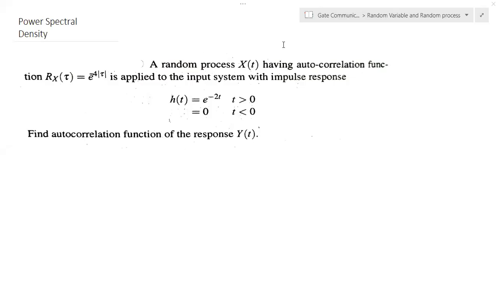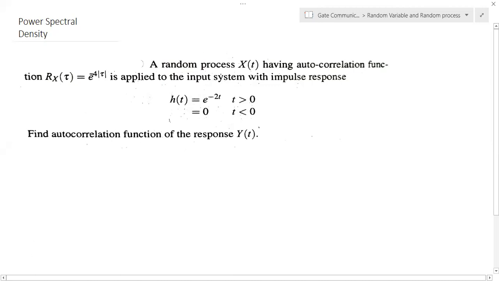In this lecture, we will discuss the power spectral density related problems. So, first question: given that a random process x of t has an autocorrelation function Rx of tau equal to e raised to minus 4 modulus of tau, it is applied to the input of a system with impulse response h of t equal to e raised to minus 2t for t greater than 0 and 0 otherwise. Find the autocorrelation function of the response y of t.